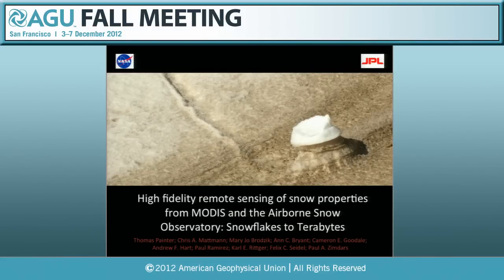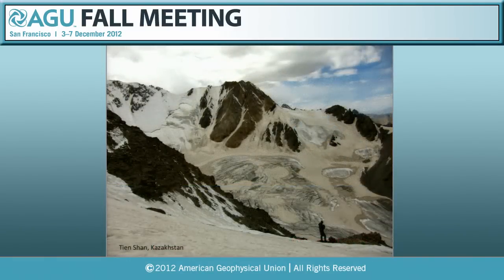Okay, hi, I'm Tom Painter, and I'm collaborating with Chris Mattman, Mary Jo Brodzik, Annie Bryant, Cam Goodale, Andrew Hart, Paul Ramirez, Carl Rittger, Felix Seidel, and Paul Zimdars. This is the Snow Data System Group from the Jet Propulsion Laboratory, and also from the National Snow and Ice Data Center. And I'm talking largely about the activities that we have been doing in the last couple of years since the February morning when I woke up and freaked out and yelled an expletive and then made a phone call. So I want to start with the mountain snowpack, which is my focus.